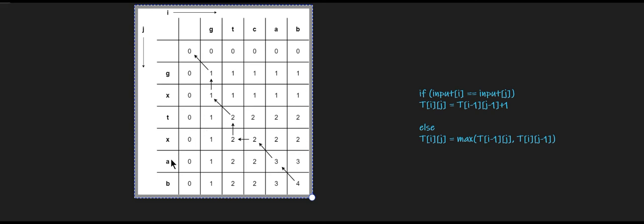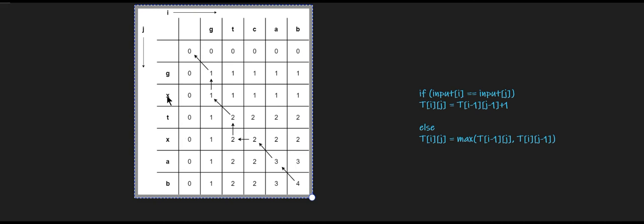When we move on to the next row, that is GXTXA, when compared with G, we have to take the maximum of 0 and 1 as A and G don't match here, so maximum of 1 and 0, we get 1. When we compare GT with GXTXA, again we have to take the maximum of 1 and 2, that is 2. Next we compare GTC with GXTXA, so the characters A and C don't match, so we take the maximum of 2 and 2, that is 2.